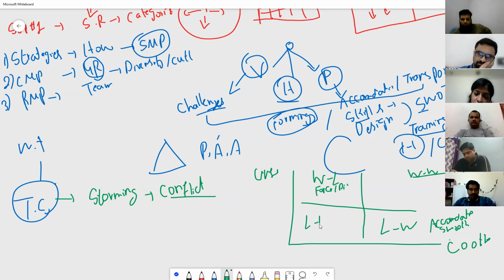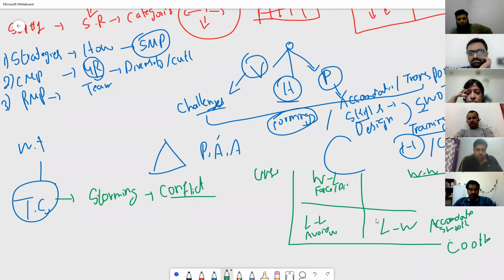That is more of a lose-lose situation. You avoid it, you withdraw it. And if you care for them, you care for others, but you don't care that much. So we also have a situation of compromise. In compromise, both parties give up something.